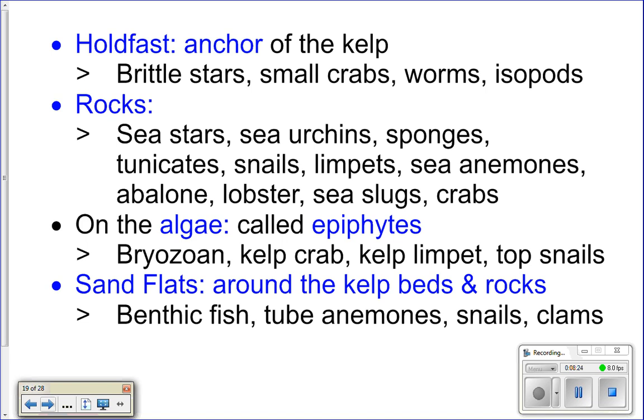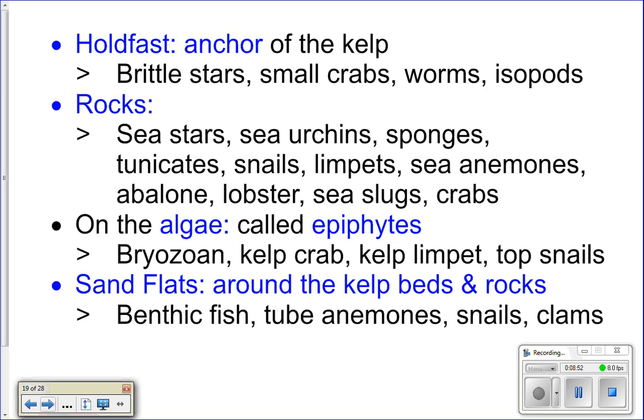You can actually get things that live on the kelp itself. The things that live on the kelp itself are called epiphytes. So they're living on the surface of the kelp, and I'll show you some pictures of these. Bryozoans, I'll show you a picture and you can see what they look like, live on the surface of the kelp. You have the kelp crab, the kelp limpet, and top snails. A bunch of different kinds of snails will actually live on the surface of the kelp itself.